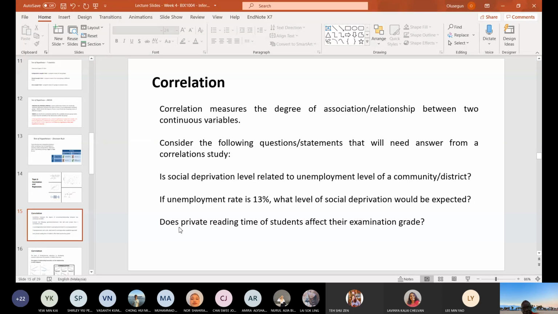When you correlate them, we'll be able to see whether one is affecting the other, and we will see the direction of effect, whether it is affecting negatively or positively. So when we say correlation, we are looking at the degree of association or relationship between two variables.